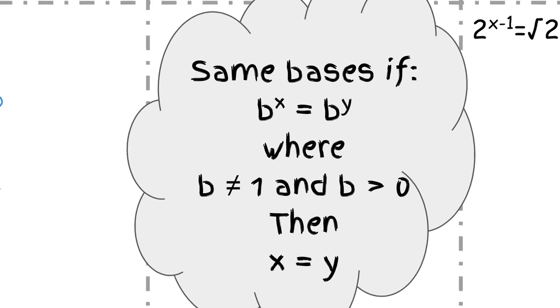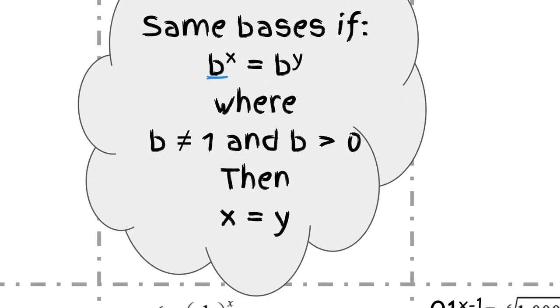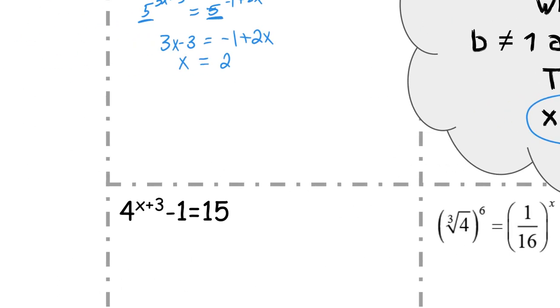So here are some of our rules where we talk about if we have the same base, our base cannot equal 1 and it has to be greater than 0. But if that's the case, then we can drop them and do x equals y. Wait, so the base can't equal 1? No, because 1 to the x could be anything, right? So that makes it to where we can't actually get an answer. That's why. x equals 2.